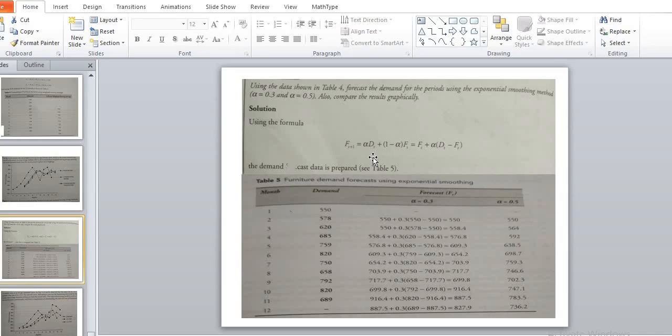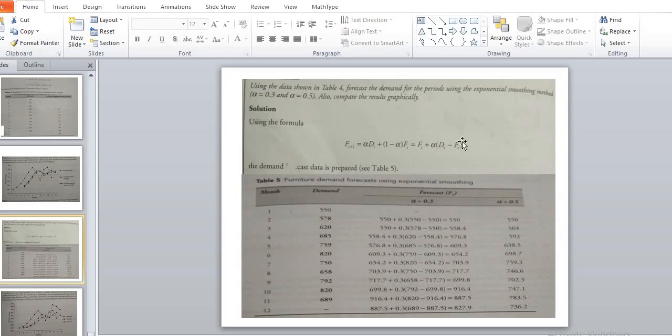So in this case, a smoothing factor is given. 0.3 is given. Here again we use the same table, but the forecasting value is calculated by the smoothing factor method. The formula for this method is F(t+1) = F(t) + alpha times (D(t) minus F(t)).